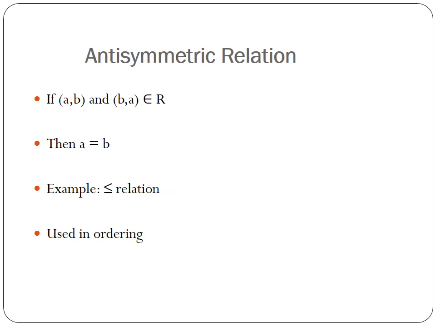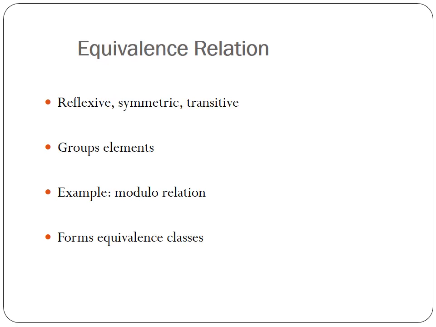Next one is the antisymmetric relation. If (a, b) and (b, a) belong to R, then a equals b. An example is the less than or equal relation, used for ordering. This is for the antisymmetric. Symmetric is A to B and B to A, but here less than or equal to is used for antisymmetric.